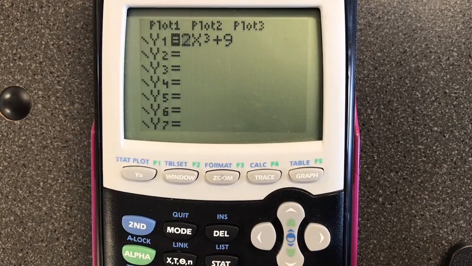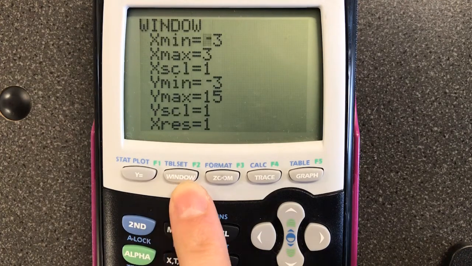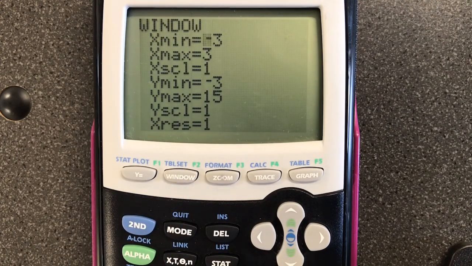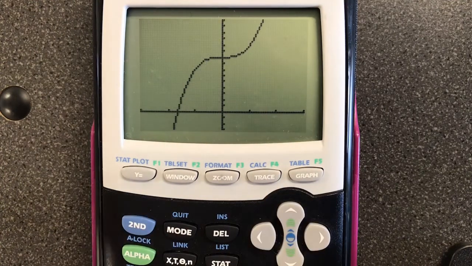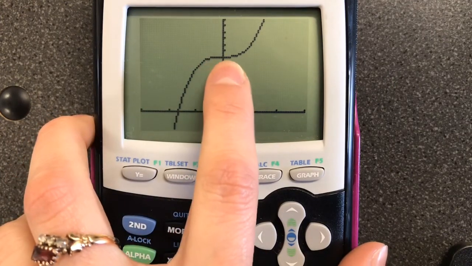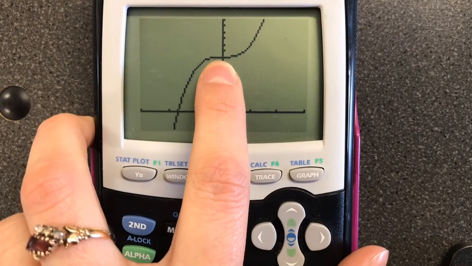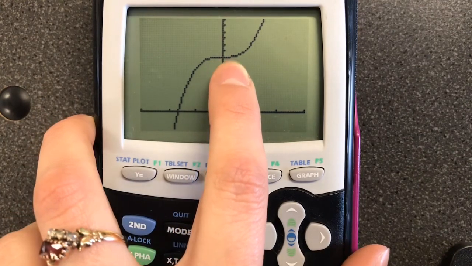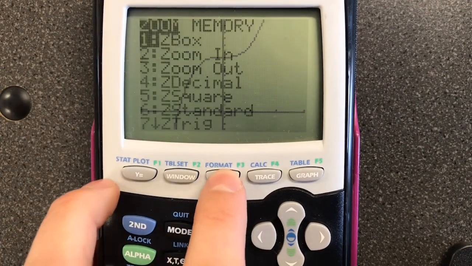Alrighty, and then example B, I went to my y equals and this time typed in 2x cubed plus 9. Again, I've already found a good window to fit -3 to 3 on our x, -3 to 15 on our y. So when we pull up our graph, we get this nice looking curve. Now, it looks like things get a little dicey right there, right? Like to me, that looks like a horizontal line. So what we can do is we can zoom in to see whether or not it actually is.